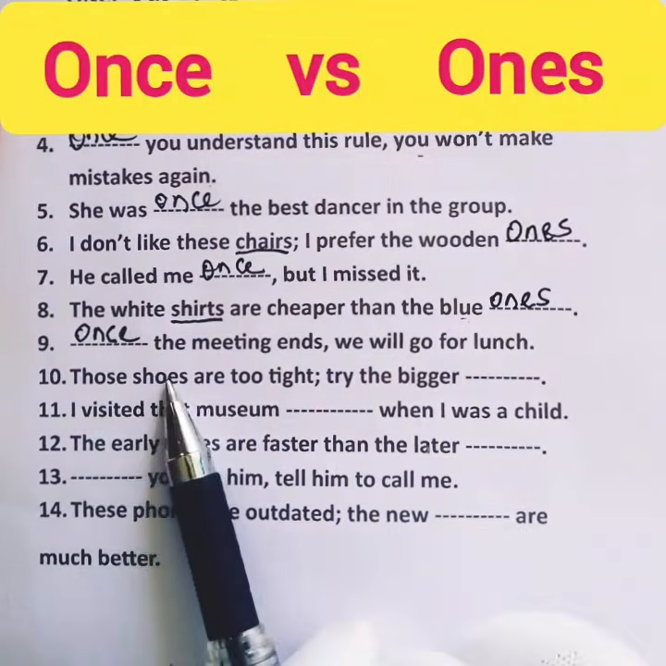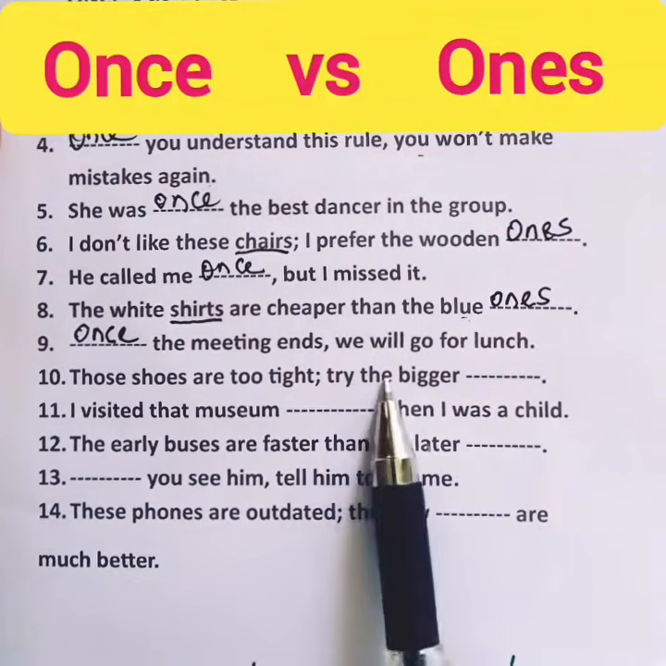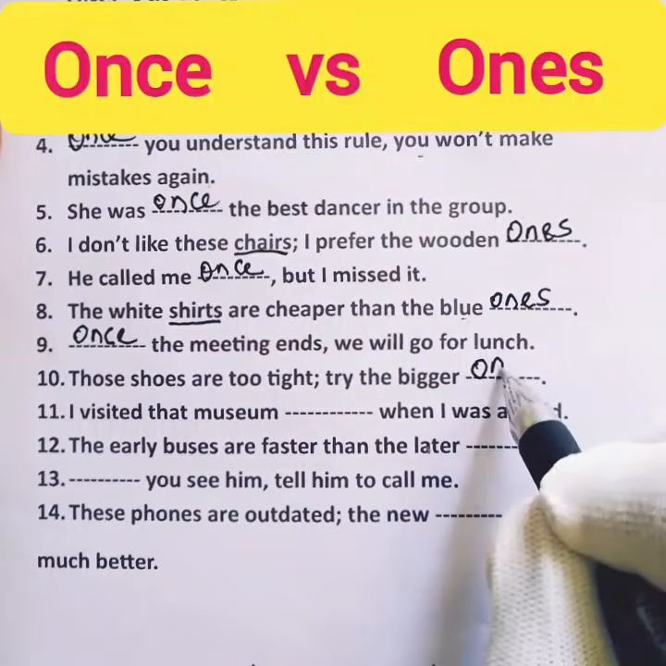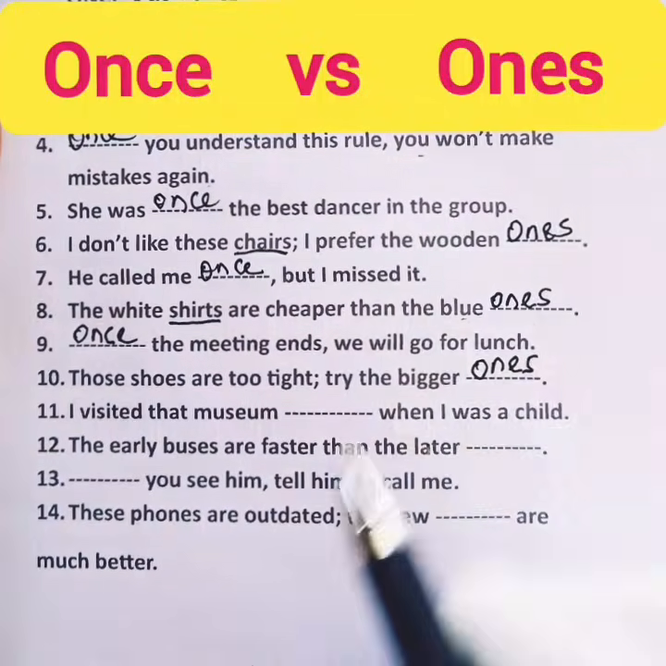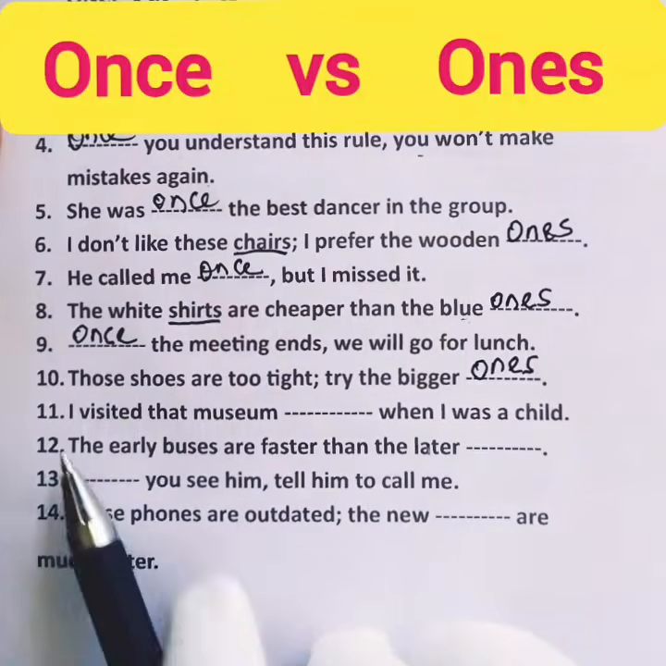10. Those shoes are too tight. Try the bigger blank. Here, to avoid repetition, we use "ones," the one with the letter S. Those shoes are too tight. Try the bigger ones.